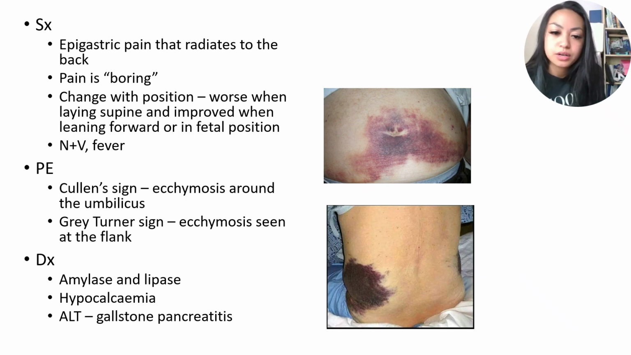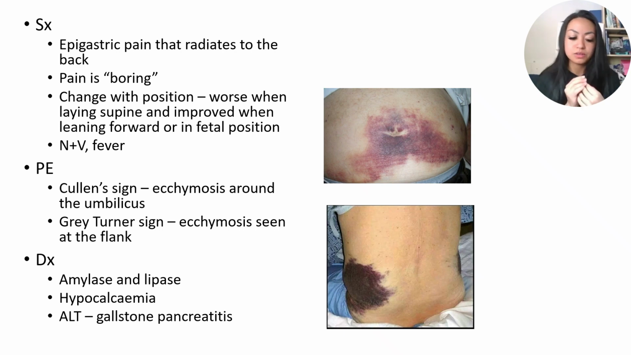Okay, so what are the symptoms of acute pancreatitis? The symptoms include epigastric pain that radiates to the back, okay? This epigastric pain that radiates to the back is described as boring pain. It's boring, not in the sense that it's not interesting, it's boring like you're boring a hole. So it's a sharp, deep, stabbing kind of pain. Okay, sharp, deep, stabbing, boring pain, okay?